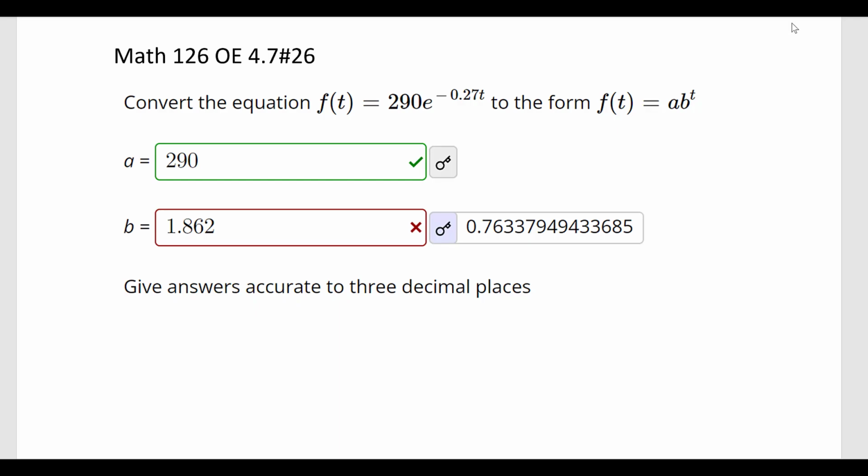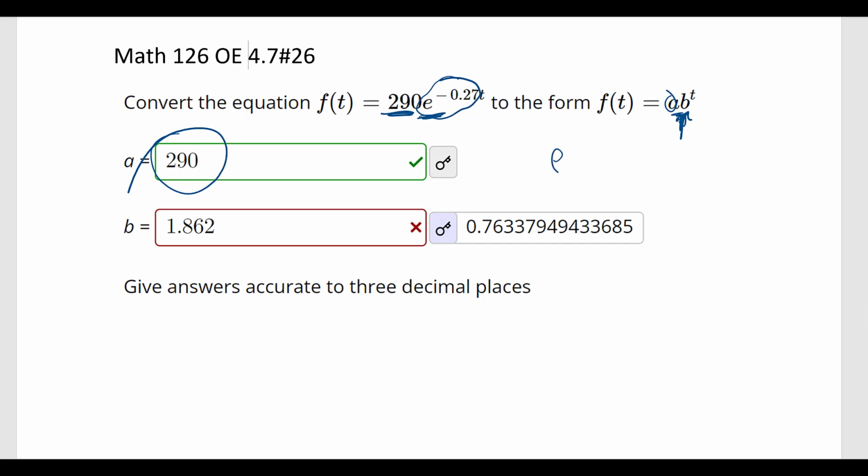We're supposed to convert the equation from an exponential or an e-based equation to something else, and that we actually have to find that b. And so we need to figure out what this is going to be. So let's go ahead and go about it. Now, I think it's pretty clear to see that this 290 here is going to be the a. And that's what this student did for the 290.